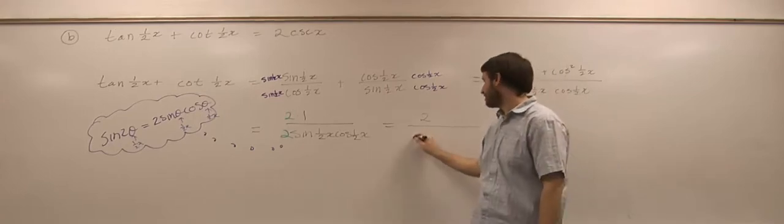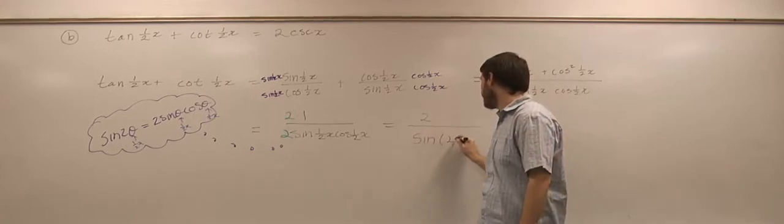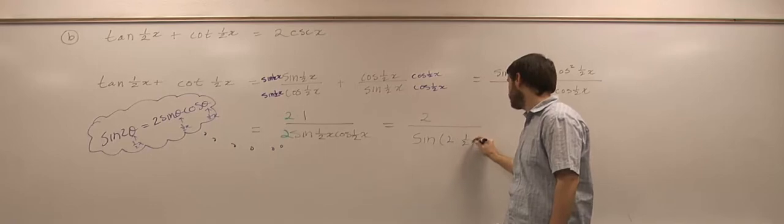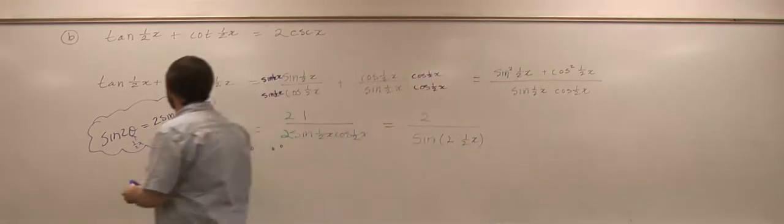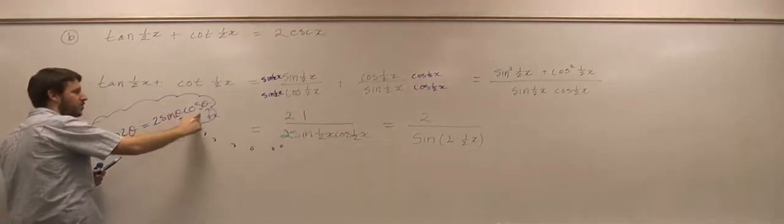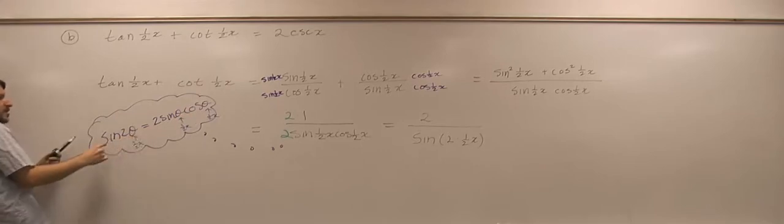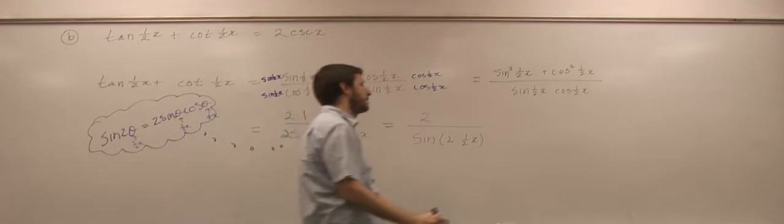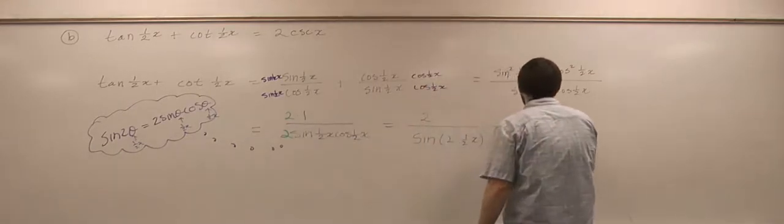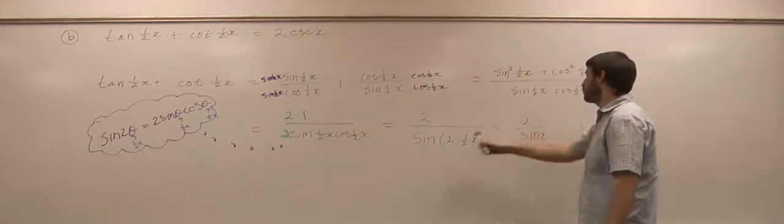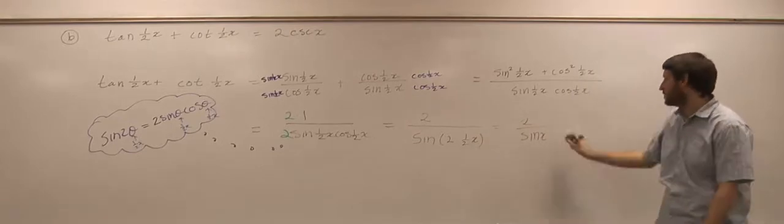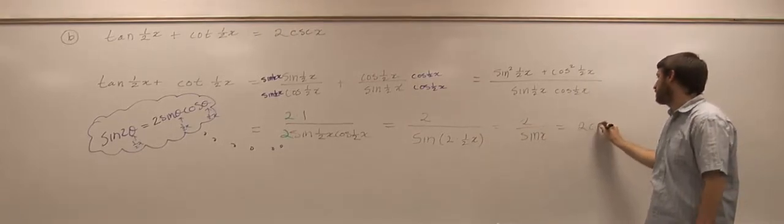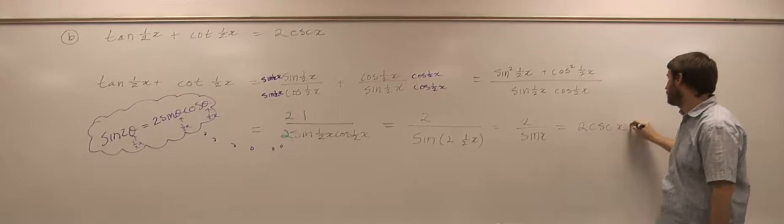Sine of 2 times 1/2 x. Right? Because I have 2 sine 1/2 x cos 1/2 x. So you look at the other side and that becomes sine of 2 times 1/2 x. Two times 1/2 is 1. Check.